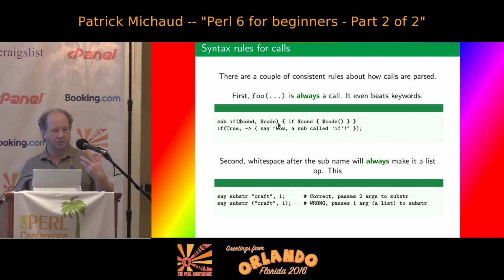All right. The other rule is that if you have a subroutine name and you follow it by white space, then you are passing a list of arguments. And the parens, if you have them, are the first in that list of arguments. Right? So here, if I say substring(craft,1), then substring is being called with 2 arguments, craft and 1. If I say substring with a space, (craft,1), then substring is being called with 1 argument. That 1 argument happens to be a list of 2 things. All right? So you can't just arbitrarily space your arguments out and have parens. It's different from the Perl 5 rule, the way that calls are done.